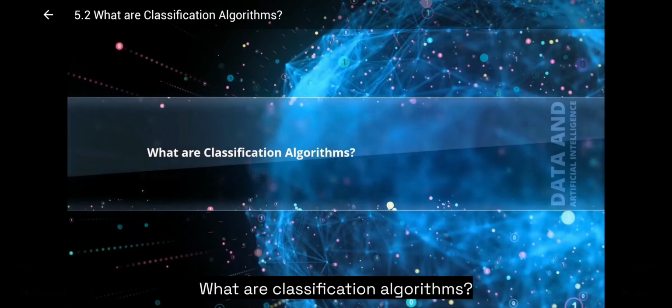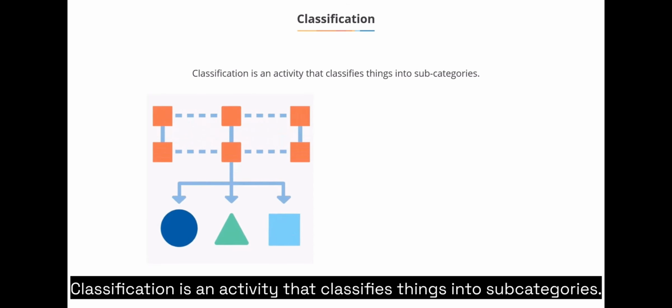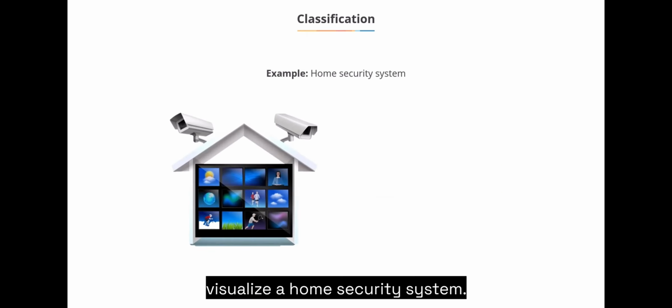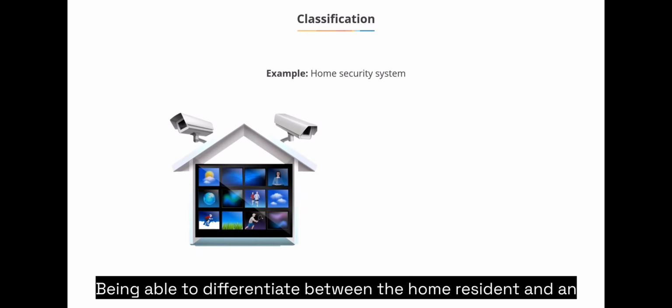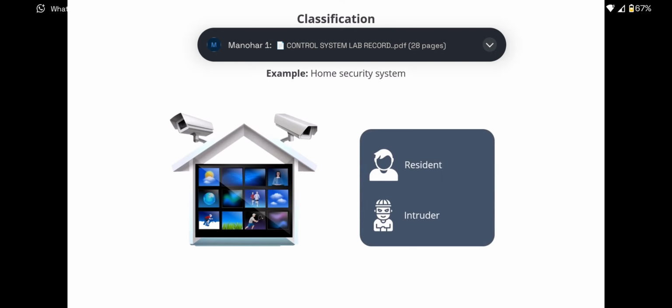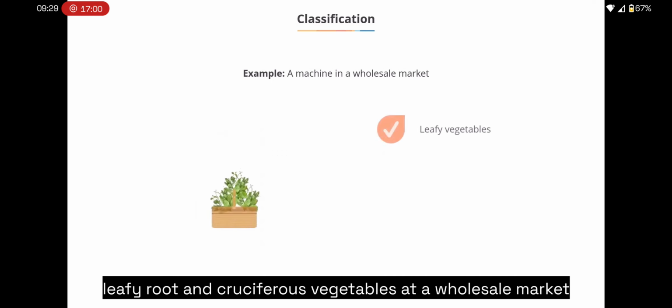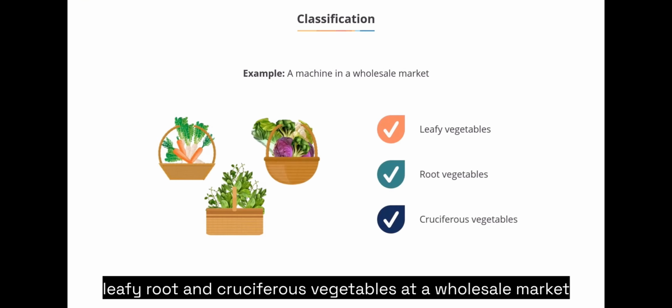What are classification algorithms? Classification is an activity that classifies things into subcategories. This is done by an automated process or a machine. Visualize a home security system being able to differentiate between the home resident and an intruder. Consider a machine being able to differentiate between leafy, root, and cruciferous vegetables at a wholesale market.